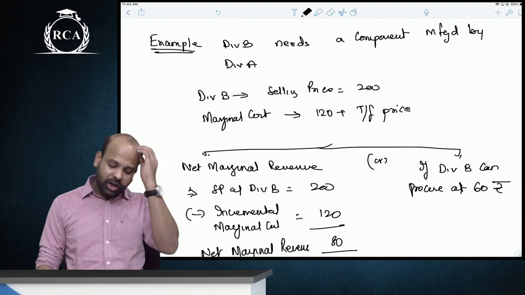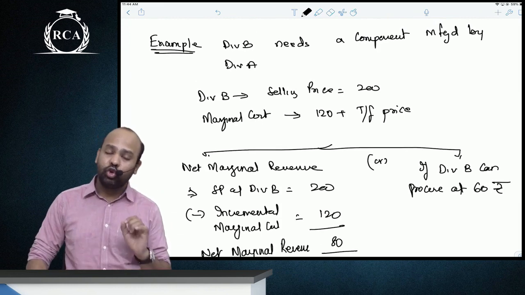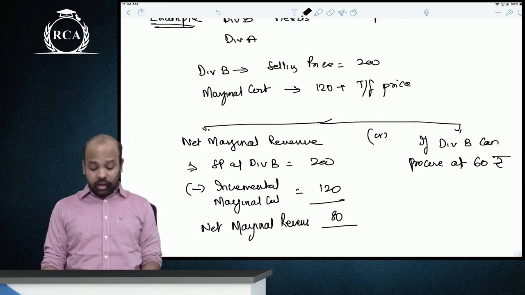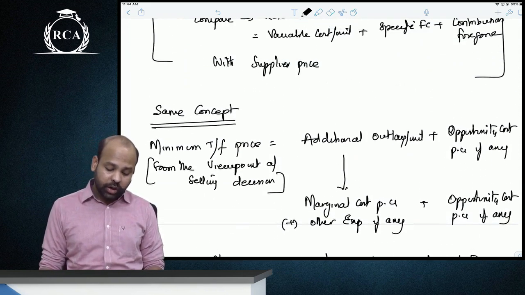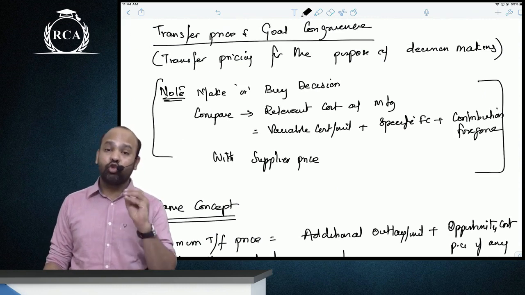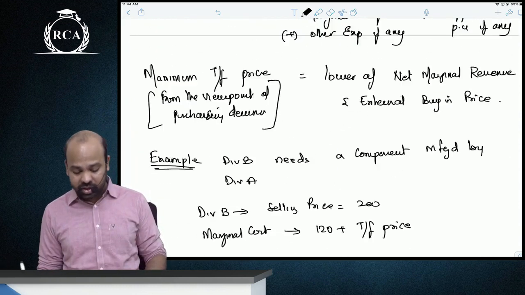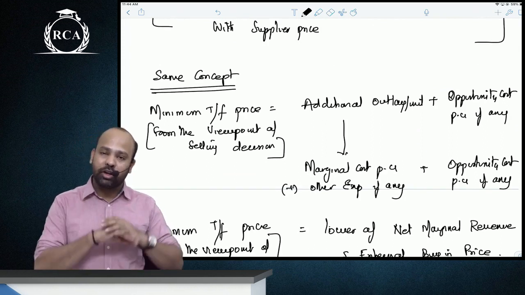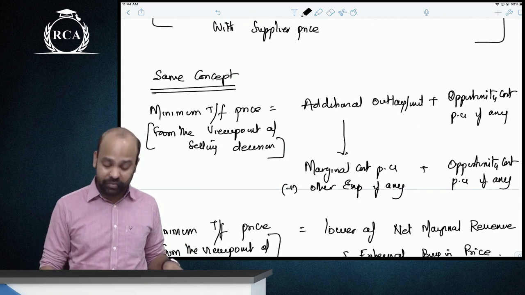Usually, they will not give net marginal revenue in questions. But remember, this is only for the purpose of goal congruence, only for the purpose of decision making. Minimum transfer price is marginal cost per unit plus opportunity cost, plus specific fixed cost, if any.